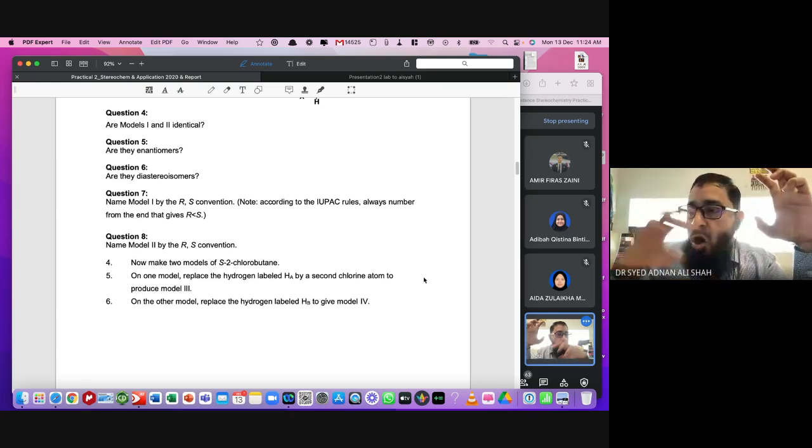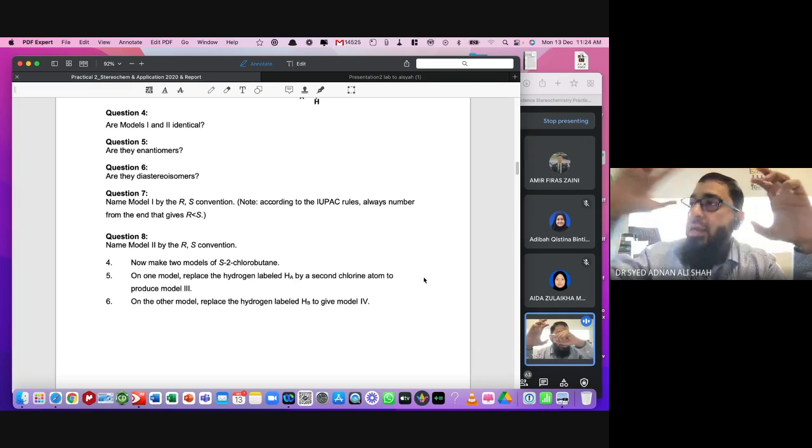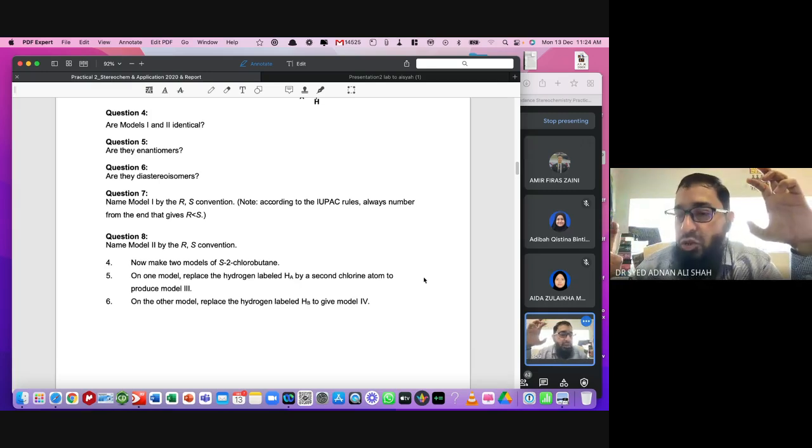R, R and S, R: they are not superimposable, and they are not mirror images. R, R and S, S, they are enantiomers. R, R and S, R, they are diastereomers.